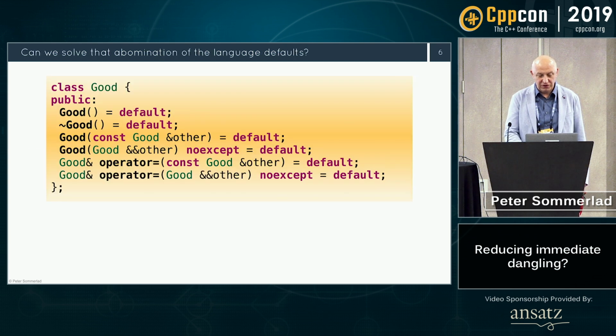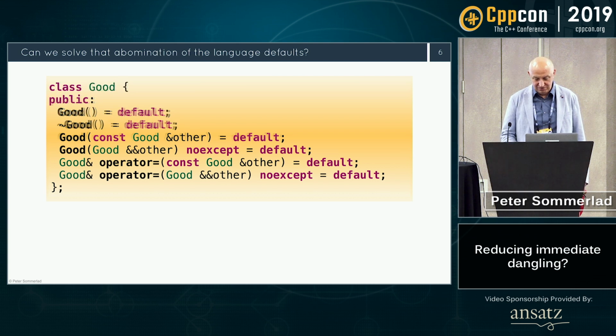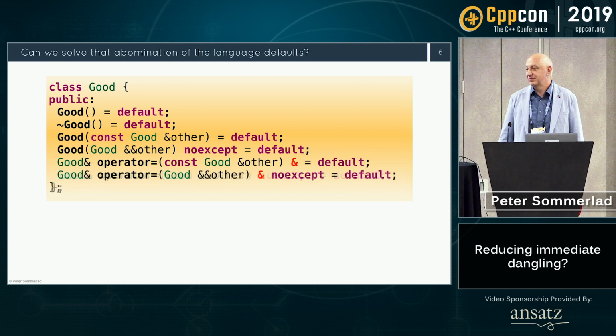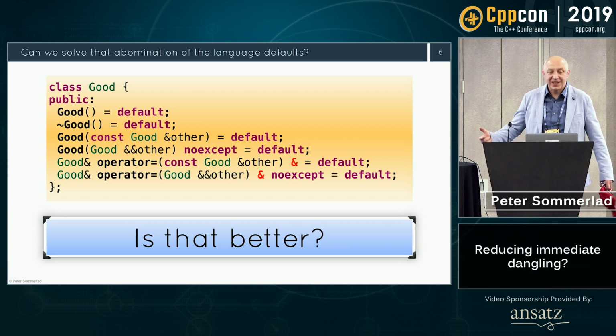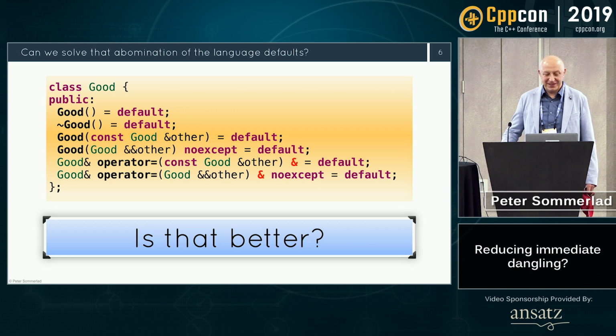So instead of good, rule of 6, make it better by ref qualifying your assignment operators. Make it future-proof. I don't know if it's better, but let's try it. That's it. All right?